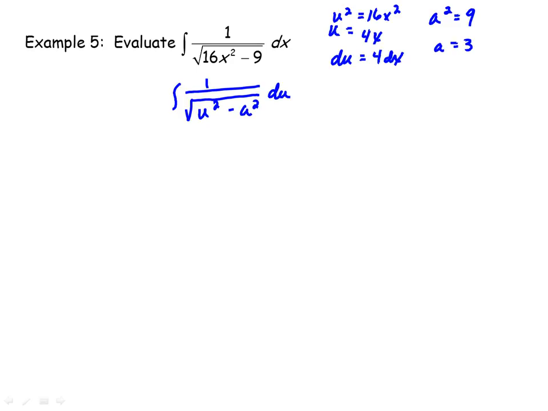All right, so the antiderivative is going to be hyperbolic cosine inverse of u, which we said was 4x, over a, which we said was 3. But there's a problem. What's the problem?